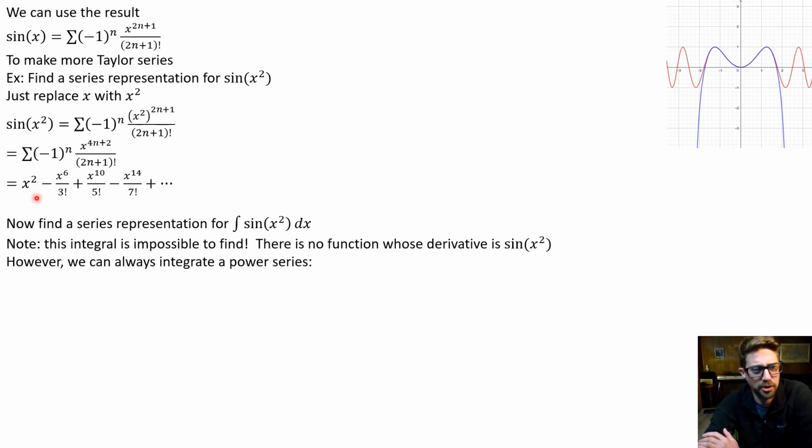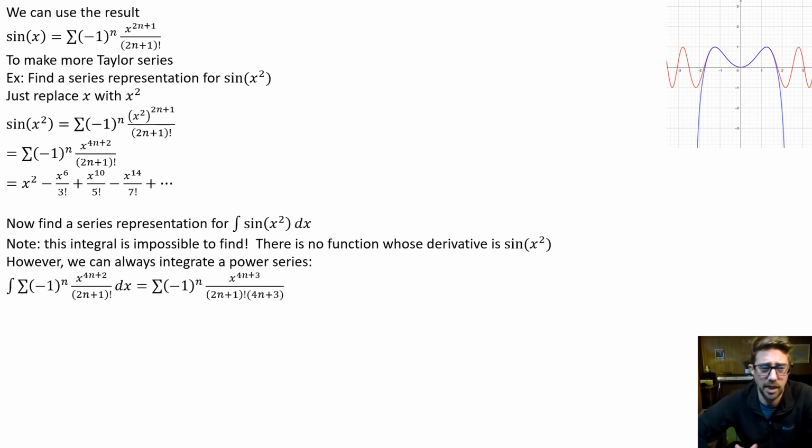Or you can integrate it from here. So it would be x cubed over 3 plus x to the 7th over 3 factorial times 7 plus x to the 11th over 5 factorial times 11 minus blah, blah, blah. Our numbers are getting a little weird. Okay, so when you integrate a power series, you just pop it inside an integral, the integral of this series dx, and then you just use the power rule. Okay, so the 4n plus 2 went up to a 4n plus 3, and we also had to include a factor of 4n plus 3 in the denominator. And that's it. So there you go.